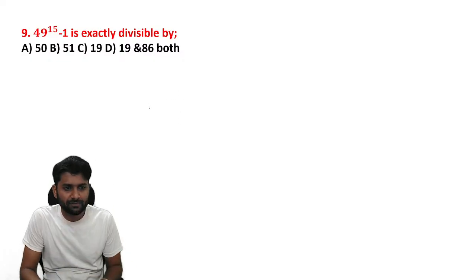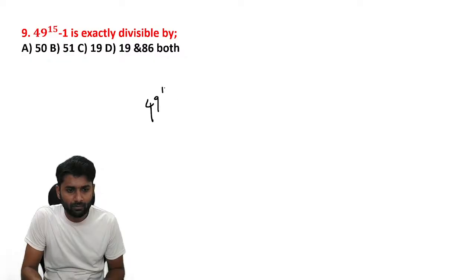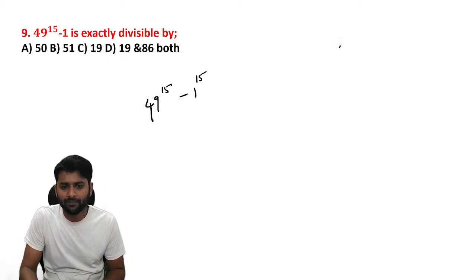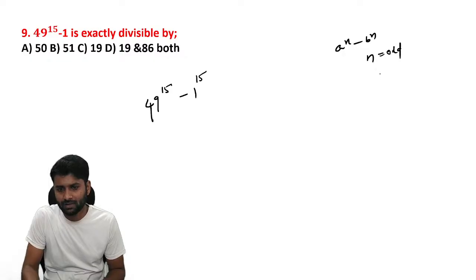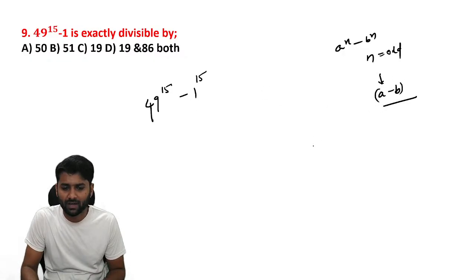Now let's see this question. If 49 power 15 minus 1. Let us consider this as 49 power 15 minus 1 power 15; we are not changing the resultant. If a power n minus b power n, where n is an odd number, it is always divisible by a minus b.